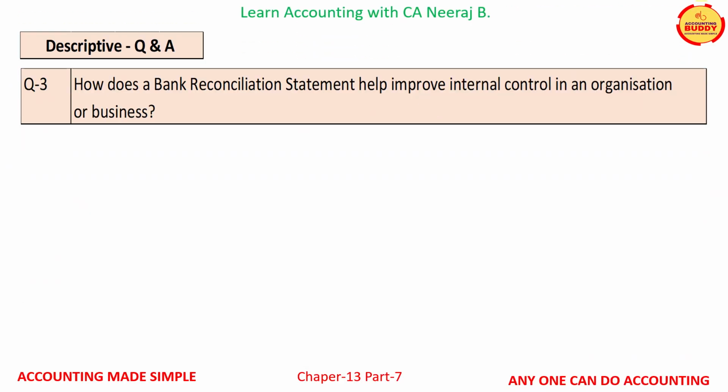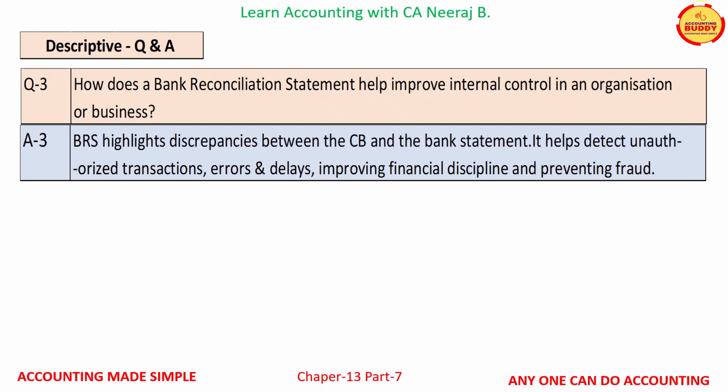Question number 3 is, how does a bank reconciliation statement help improve internal control in an organization or business? The answer is, bank reconciliation statement highlights discrepancies between the cash book and the bank statement. It helps detect unauthorized transactions, errors and delays, improve financial discipline and prevent frauds.